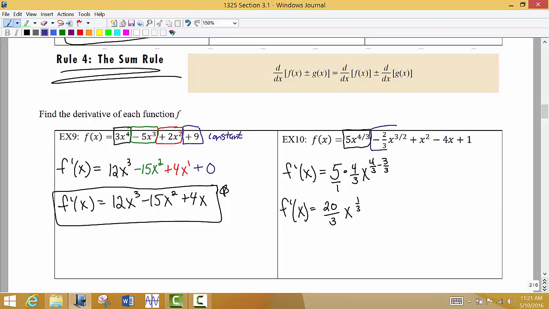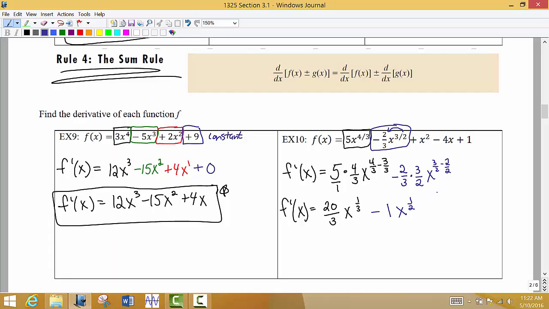Okay, now we're going to focus on the next term. So I'm going to do this one in blue. So that's going to be -2/3 times, we're going to bring the power to the front, multiply it times the front, so that we're going to multiply by 3/2. And then we're going to do x, and we're going to subtract 1 from the power. So if I have 3/2 and I subtract 1, I really need to subtract 2/2. All right, so that gives me, let's simplify that. The 2's cancel, the 3's cancel, so I end up with -1 times x to the 1/2 power.